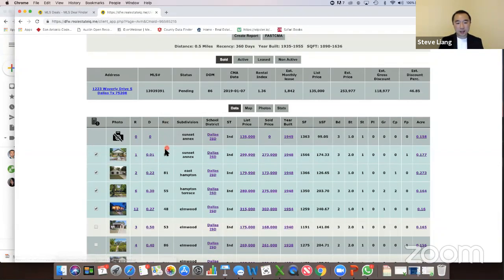Recency. This is how recently the property was sold. Let me say it again. Recency is how recently the property was sold. So if here it says 59 days, it means it was sold 59 days ago. And the next one was sold 81 days ago, etc., etc.